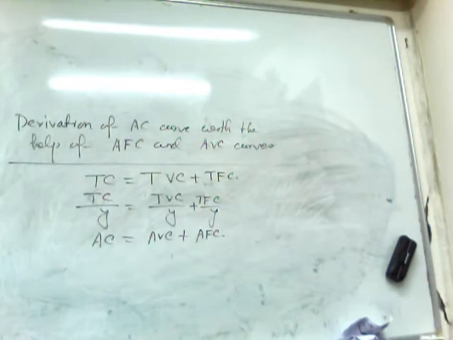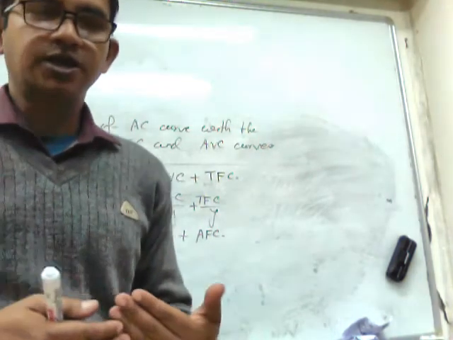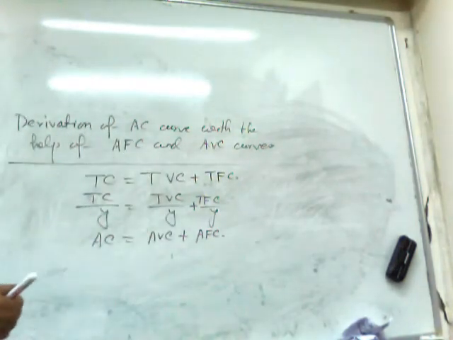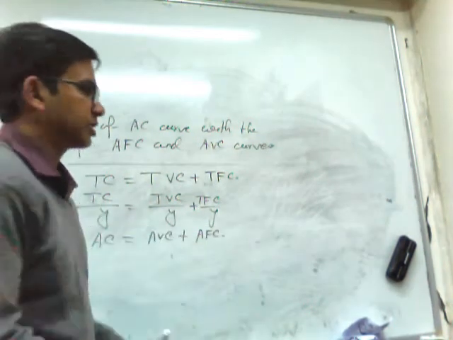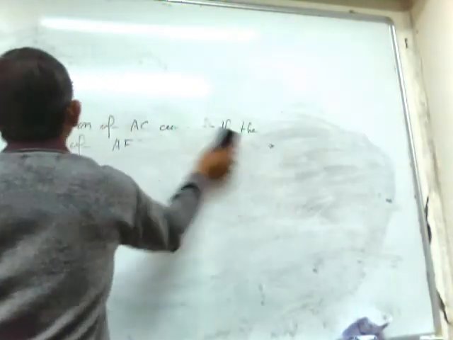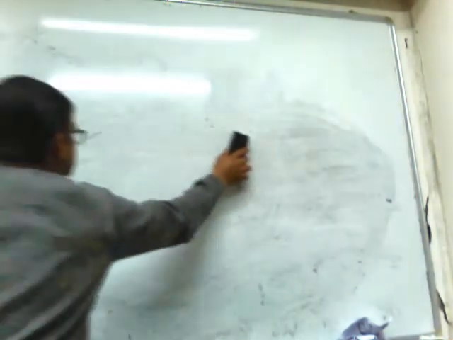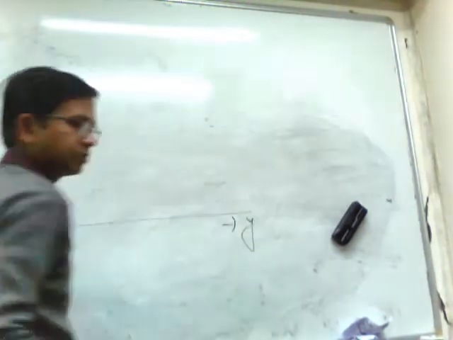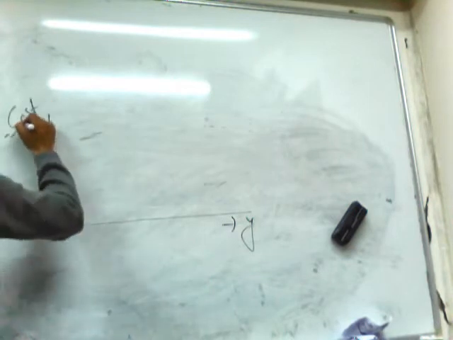So that means we can easily draw the average cost curve with the help of the vertical summation of these two curves, the average variable cost curve and the average fixed cost curve. Now let's explain it graphically. In this diagram we measure output on the horizontal axis and cost on the vertical axis.